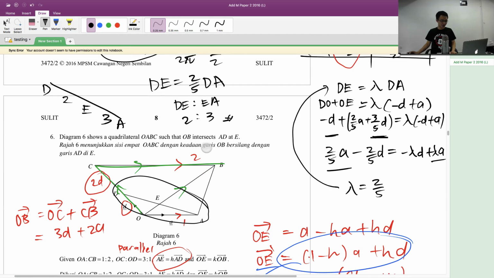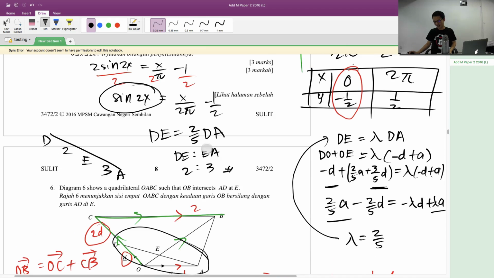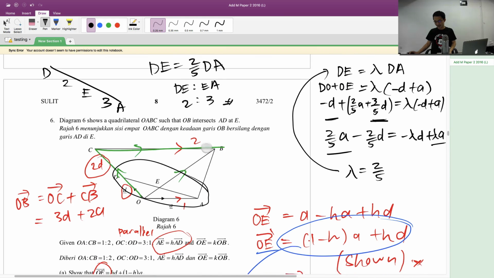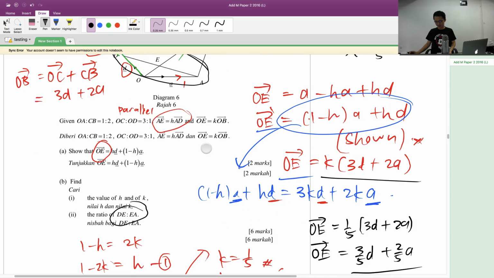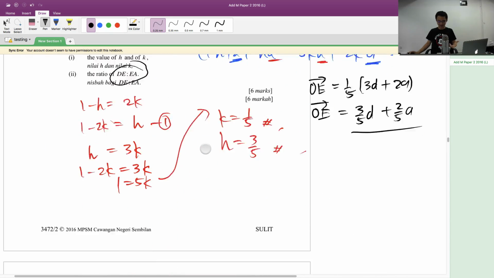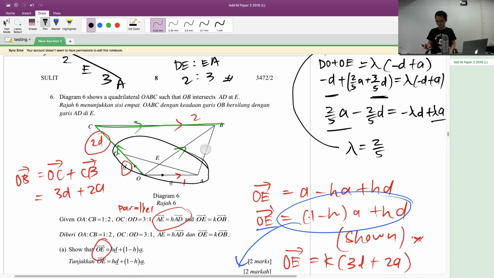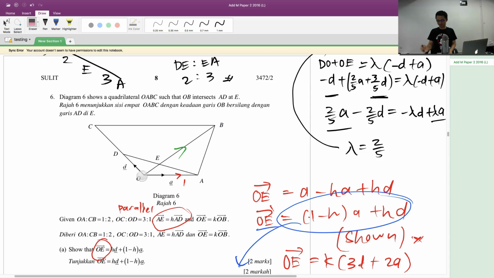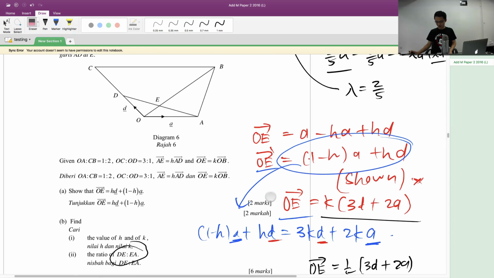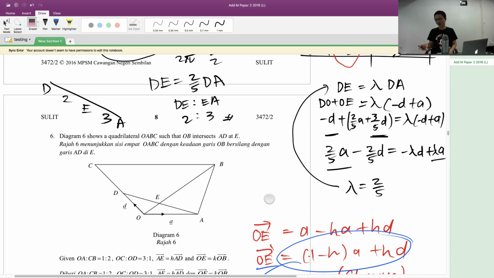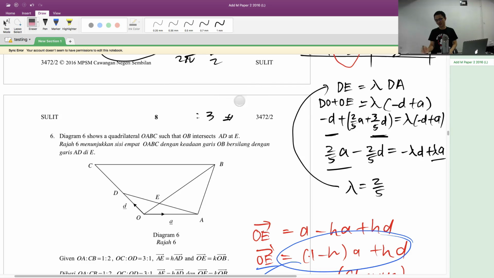Yeah, because this one, yes, it's fine. Let me just explain again about the whole question, about section B. Okay, let me just erase this. Showing part no need, sir. Okay, so let's do this question again. No problem.